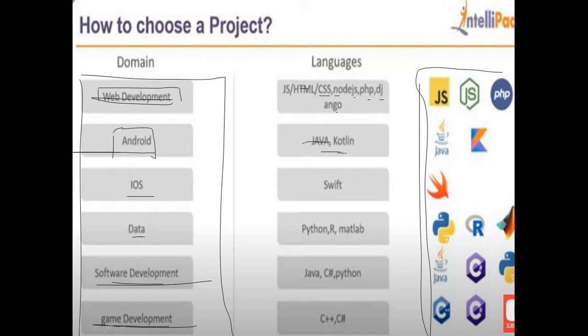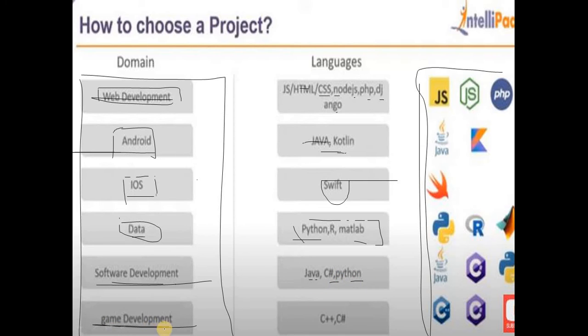in Android. Okay, iOS means Apple Mac, like the Apple company brings us its own software of iOS, and to build an app or software for iOS we need the language called Swift. For data sciences we need Python, R and MATLAB. So these are the things that we need for data sciences. And for software development we need Java, C Sharp, Python.